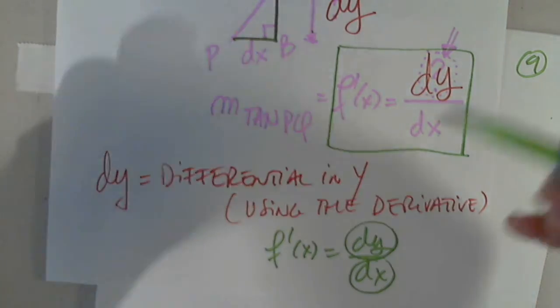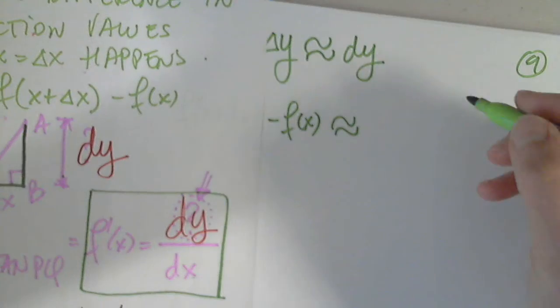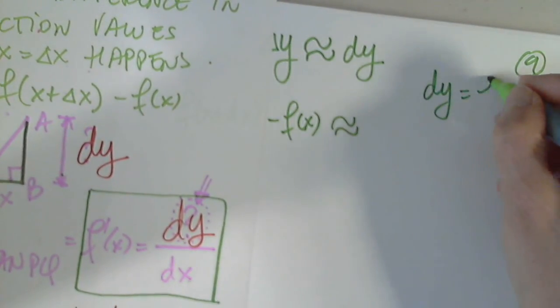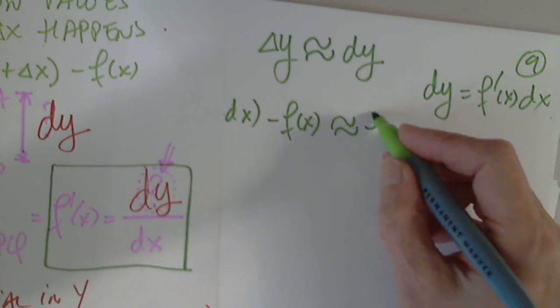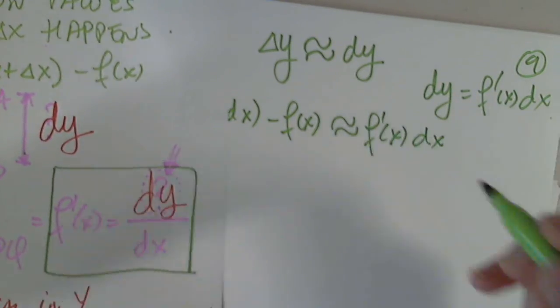Multiply both sides by dx. That's it. Excellent. So dy equals f prime of x dx, and I'm going to write it here, f prime of x dx.